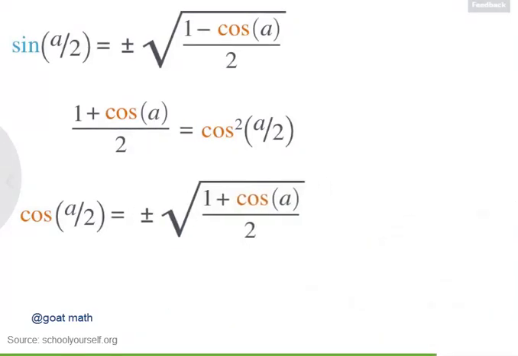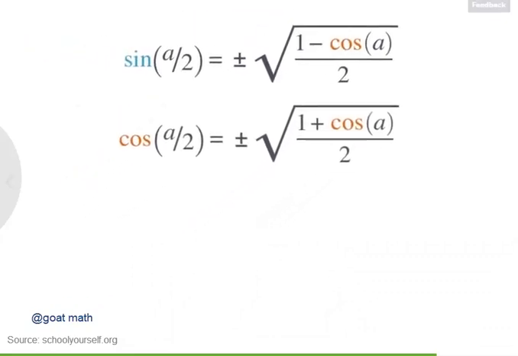Right. So the cosine of a over 2 equals plus or minus the square root of 1 plus cosine a over 2. Like the sine of a over 2, cosine of a over 2 equals one number, but for some angles it's a positive root, and for other angles it's the negative root.